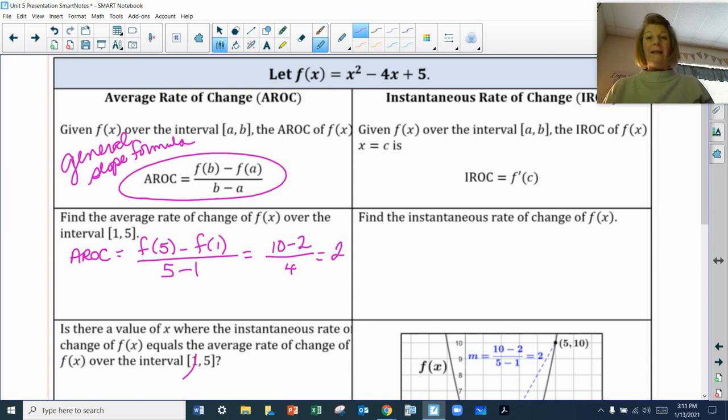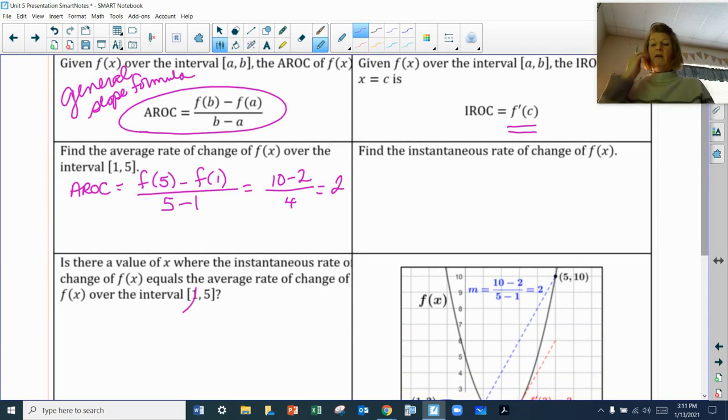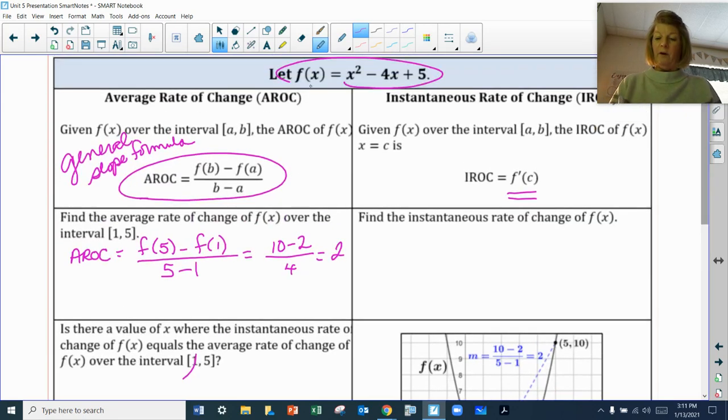Coming over to the right side, let's talk about instantaneous rate of change. Given f of x over the interval a to b, the IROC of f of x at x equals c is the derivative, right? Instantaneous rate of change, we correlate that with a derivative. Find the instantaneous rate of change of f of x. Well, to do that, I have to refer back up to f of x. So I'm going to get f prime of x equals 2x minus 4. And that is IROC, isn't it?